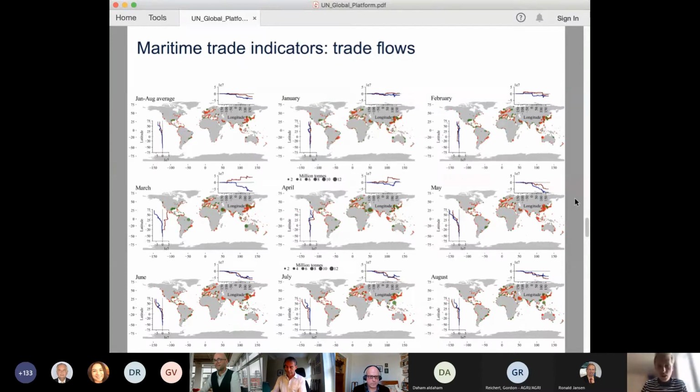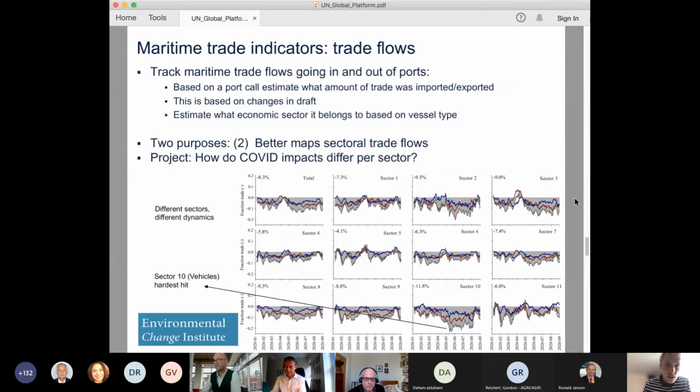And I don't have time to go into this, but then the next question we ask: if we can monitor trade on a country level, we can also do that on a port level. And here we tracked the maritime trade flows going in and out of ports during the whole first 8 months of the pandemic, and derived monthly indicators of whether trade was increasing or decreasing in this port. And there are all kinds of lessons we can learn from this.